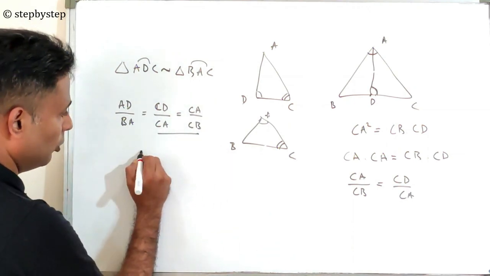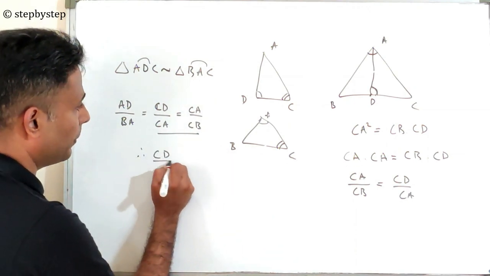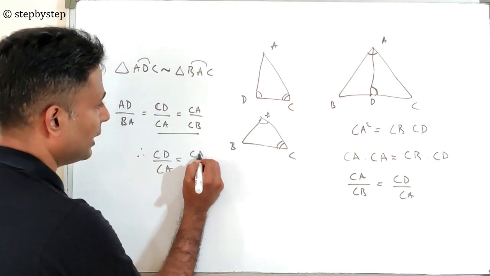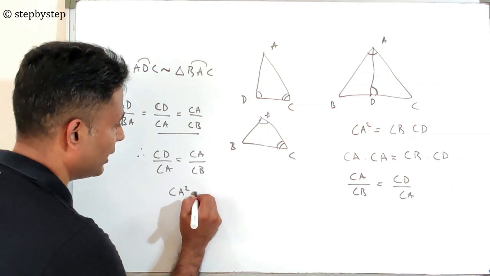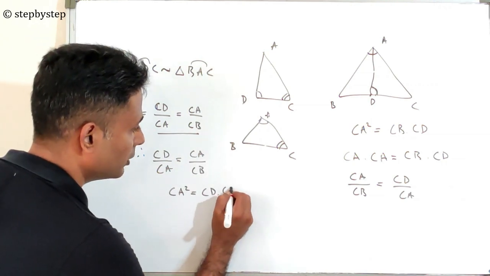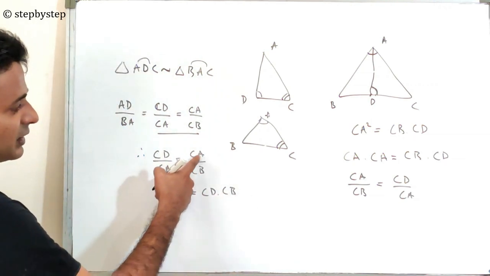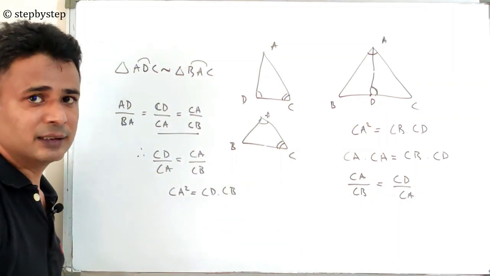Now if we take these two, we get therefore CD by CA equal to CA by CB. So transposing, we'll get CA square equal to CD into CB. This into this equal to CA into CA, CA square.